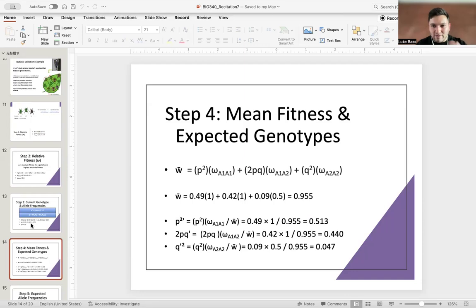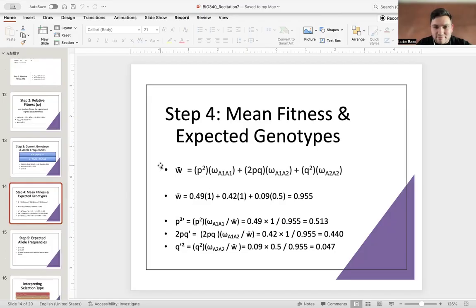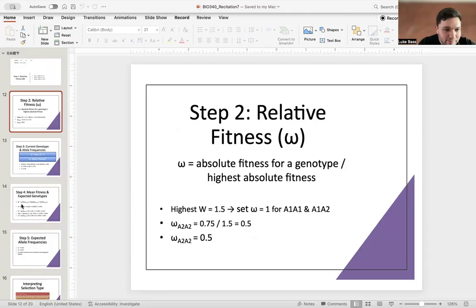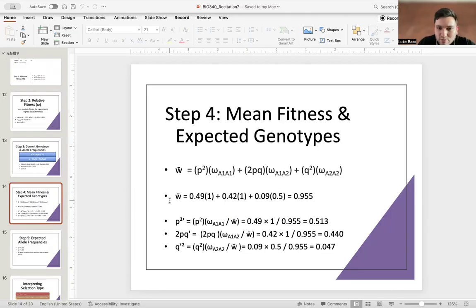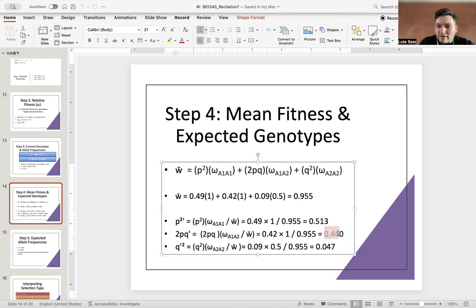So then looking at step 4, we have the mean fitness and expected genotypes. Once again, this is where the equations kind of get crazy, alphabet soup. However, at this point, we should have all of these variables, so you see it's more of a plug and chug equation. The values for A1 A1 and A1 A2, once again, are 1 and then 0.5 there, which we had calculated on the previous slide, on slide 12 here. So after plugging and chugging, we see that the mean fitness is 0.955, and the expected genotypes can then be calculated with these equations. Once again, we have all the variables, and we will ultimately get these three values.